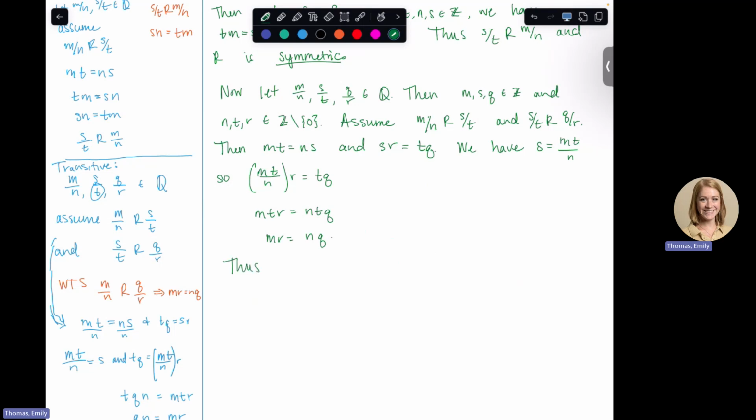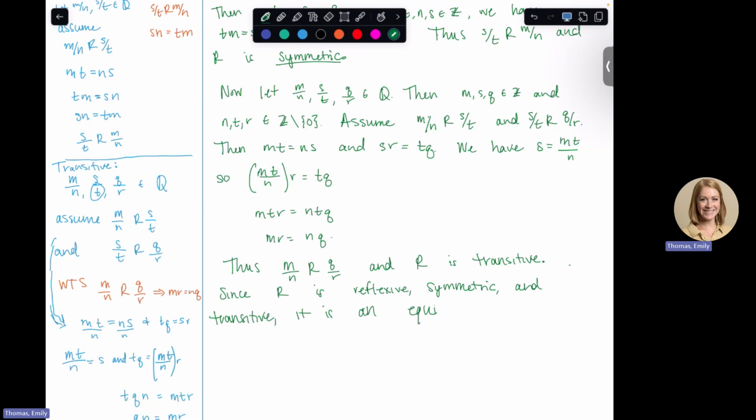MR is equal to N times Q. Thus, M over N is related to Q over R, and R is transitive. Since R is reflexive, symmetric, and transitive, it is an equivalence relation.